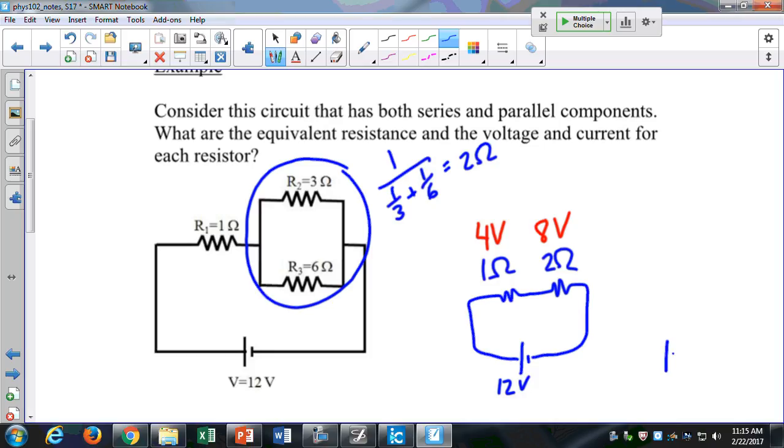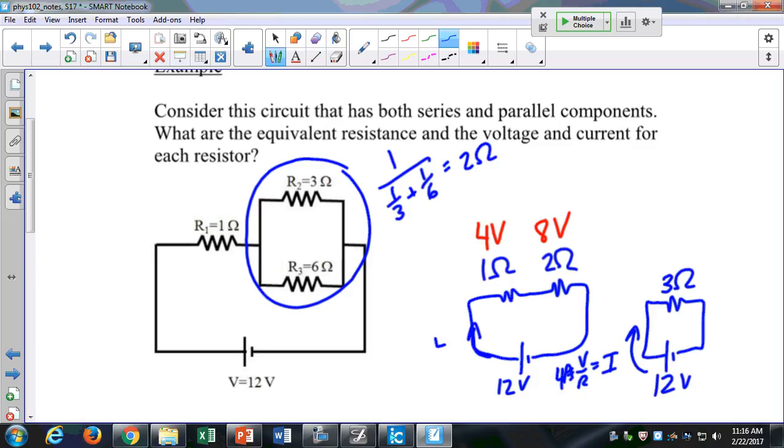I say the equivalent is 3 ohms. So it's 12 volts. That means that I have a current here equal to V over R, which is 12 over 3, or 4 amps. So that means I got 4 amps going here. Now if I have 4 amps going through a 1 ohm resistor, V equals IR, 4 times 1 is 4. 4 times 2 is 8.